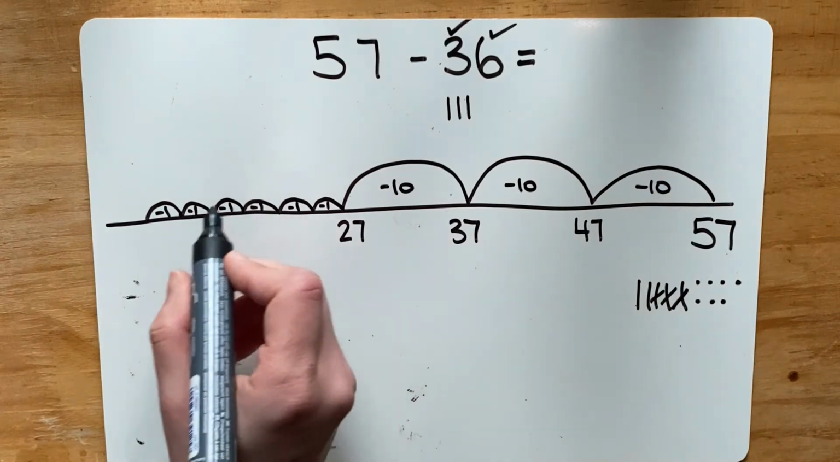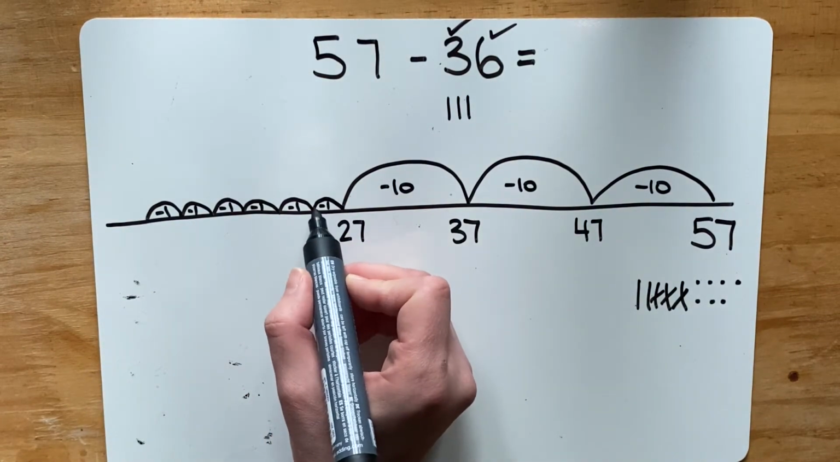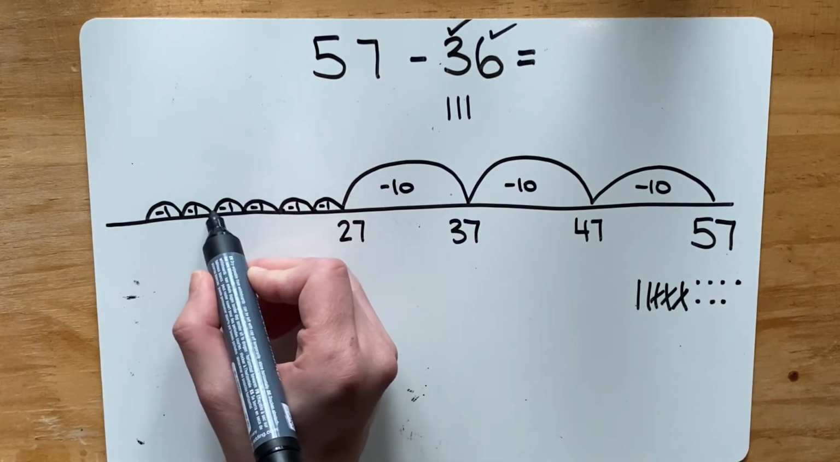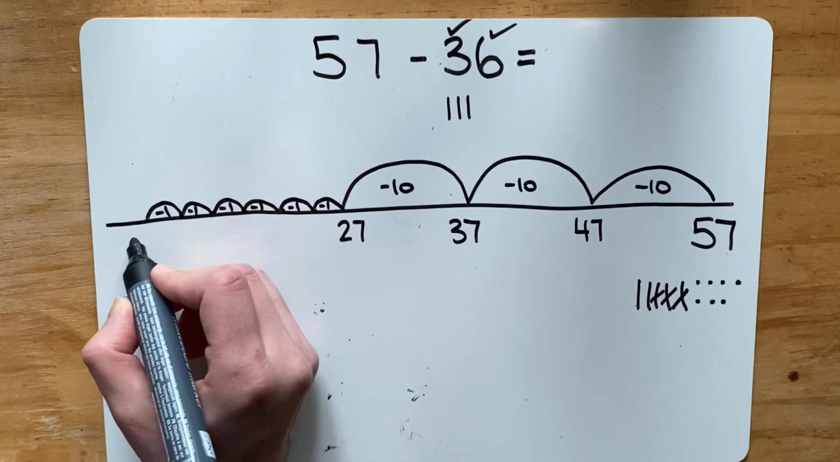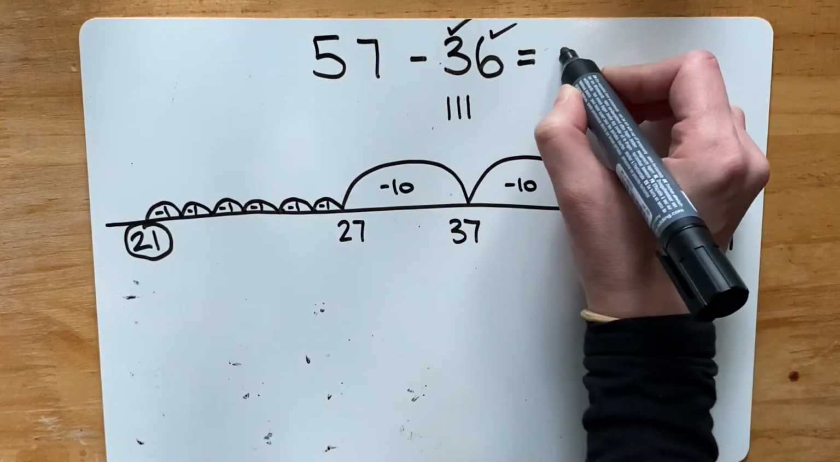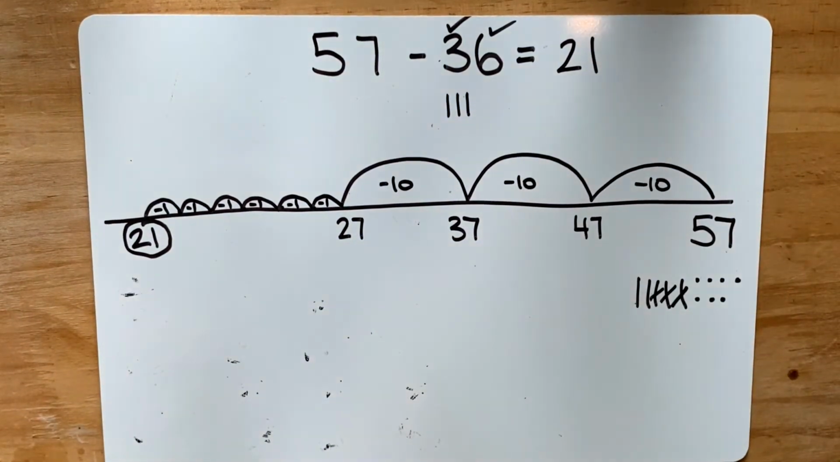Now we have to take away our 1s. So here's 27, 26, 25, 24, 23, 22, 21. So we've landed on 21. So 57 take away 36 is 21.